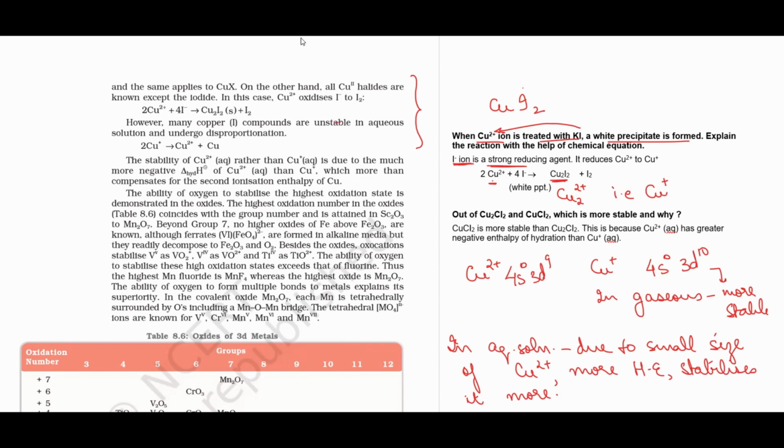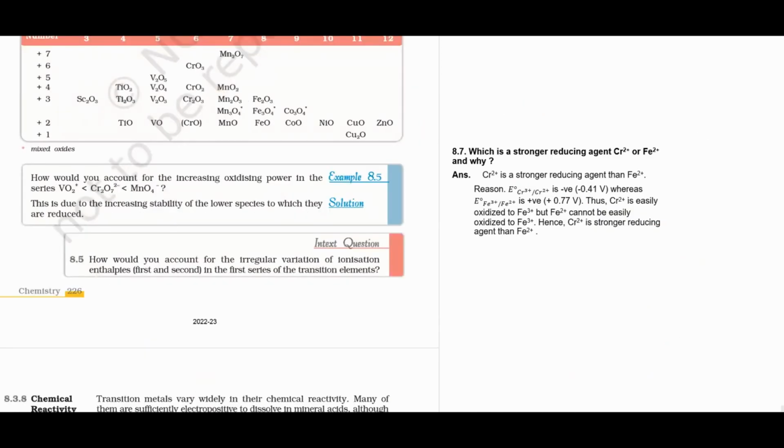Also, cuprous compounds are unstable in aqueous solution and they tend to disproportionate. And why is it unstable? Because Cu2+ in solution is more stable due to its more negative enthalpy of hydration, the point we just discussed. This is a very important question for your school exams, always for boards.